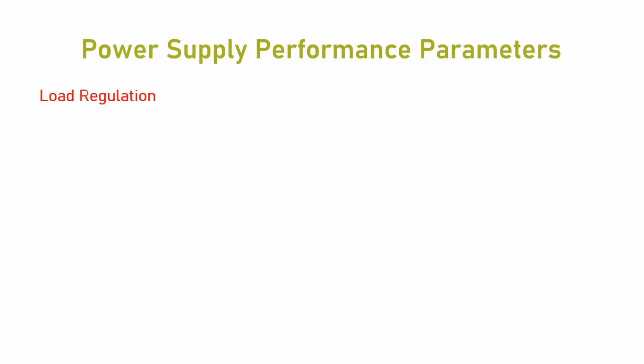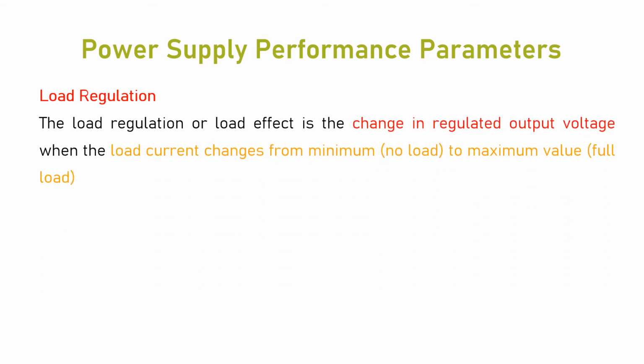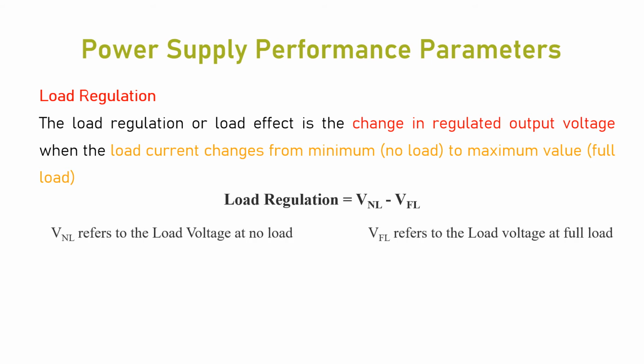The first parameter is load regulation. Now, what is this load regulation? Load regulation, or also called load effect, is the change in regulated output voltage when the load current changes from minimum, that is no load, to the maximum value, full load. When there is a change in output voltage from minimum load to maximum load, we call it load regulation, and we denote it as load regulation equals VNL minus VFL, where VNL refers to the load voltage at no load.